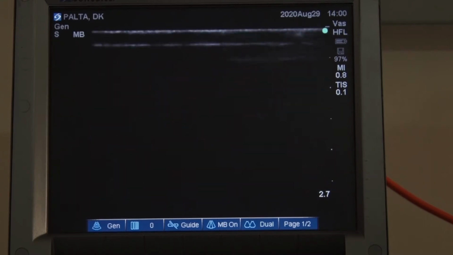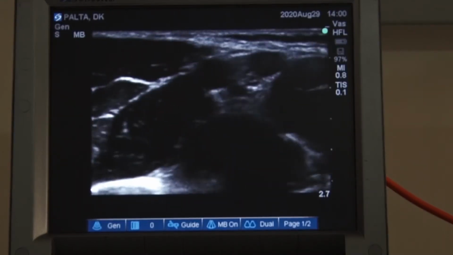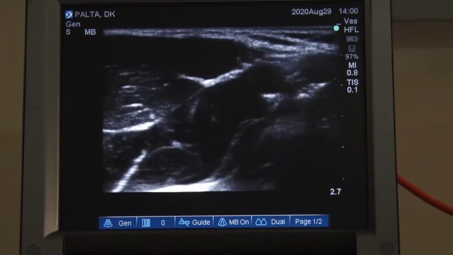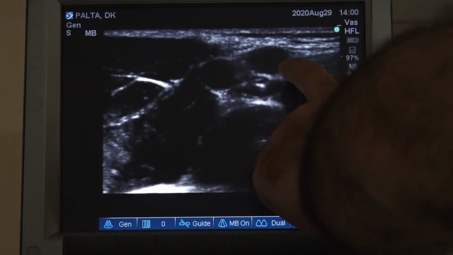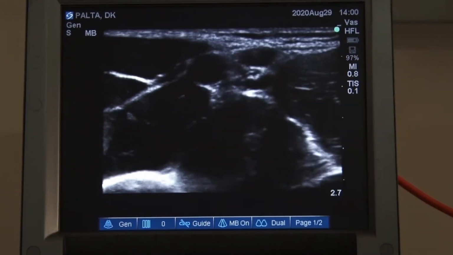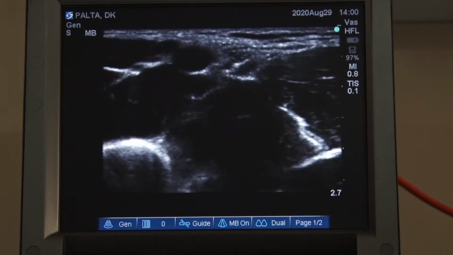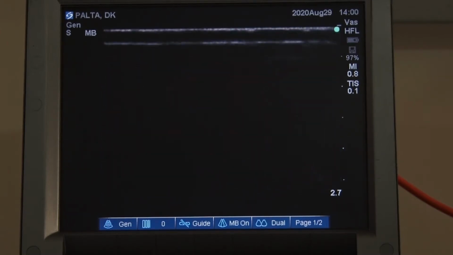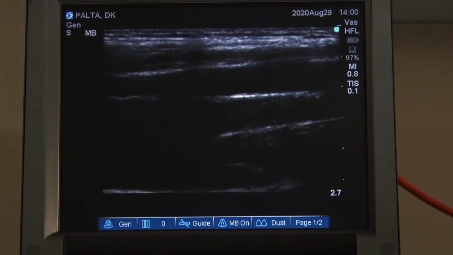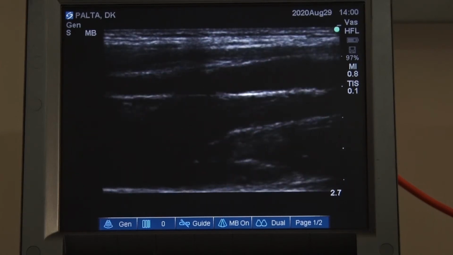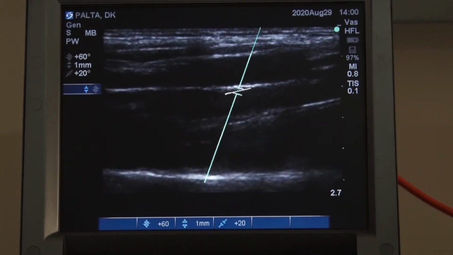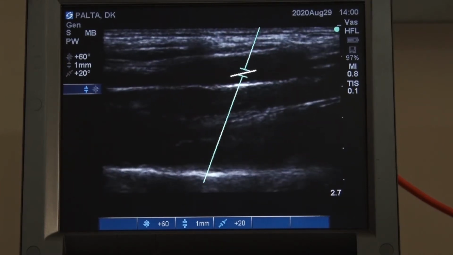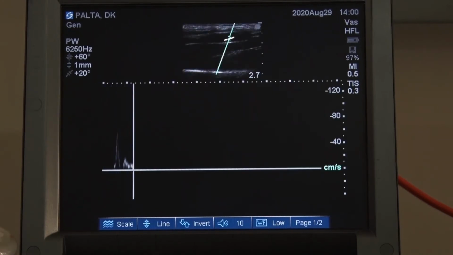I have put my probe below the axilla to see the formation of the brachial artery. So this is the formation of the brachial artery. This is the basilic vein, and this is the brachial artery. If I press, there is a pulsation in the brachial artery. So I will put my probe in the transverse, then the longitudinal position, and see the flow in the brachial artery. There is a good pulsatile flow in the brachial artery.